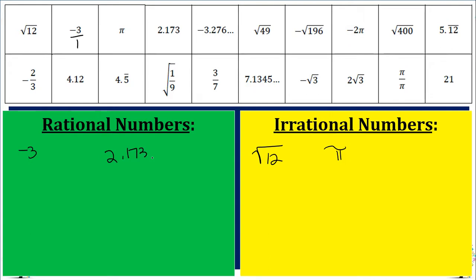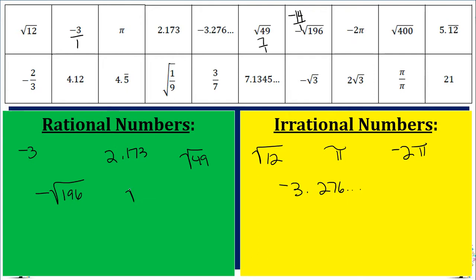2.173 terminates, it comes to an end, it's rational. Negative 3.276... is irrational. The square root of 49 is rational because it's really 7/1. Negative square root 196, since that is a perfect square, so negative 14, we could put that over 1. Negative 2 pi, that's still going to be irrational.